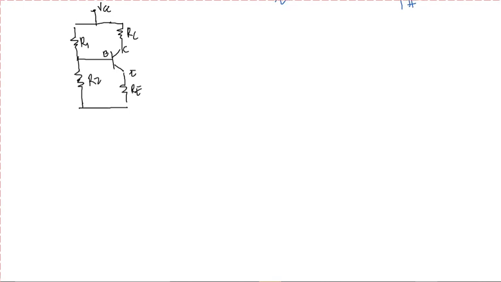If we are going to add a source and a load, we need to add a coupling capacitor. So we need a coupling capacitor here. We will call it C1. We will also have another coupling capacitor here.